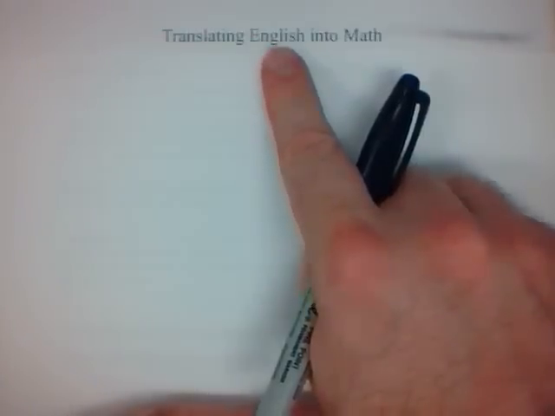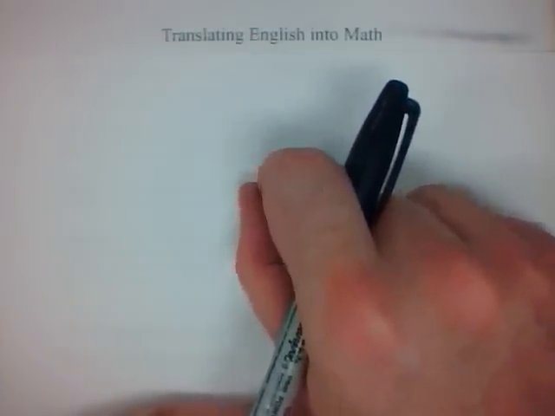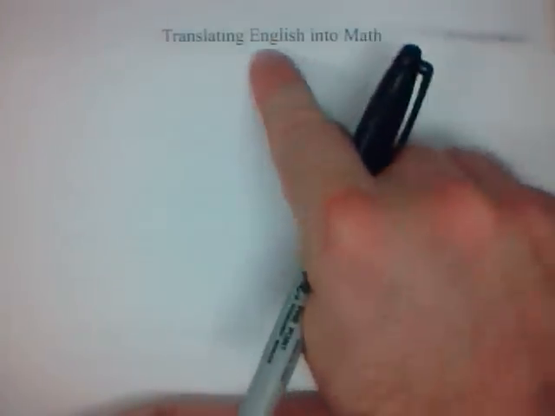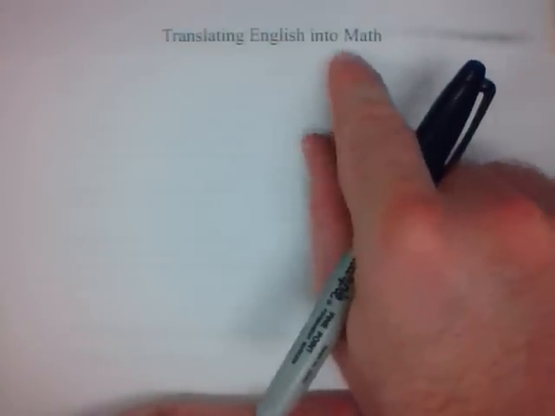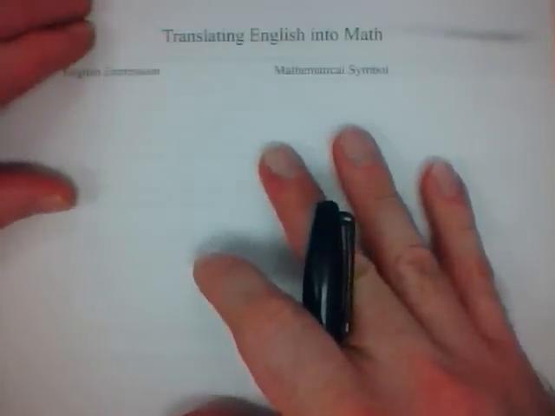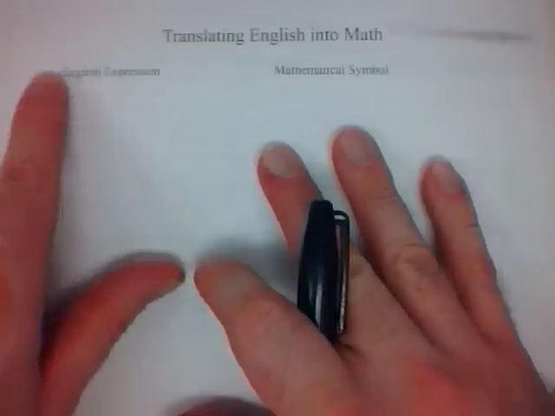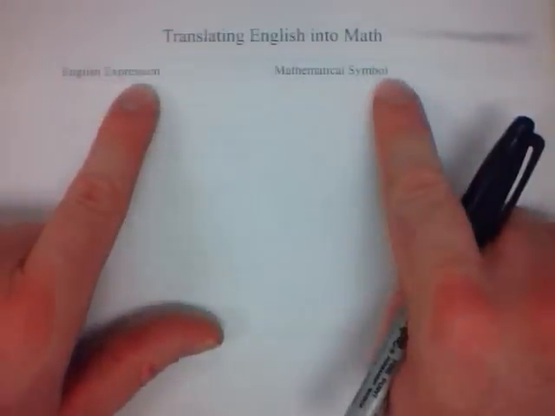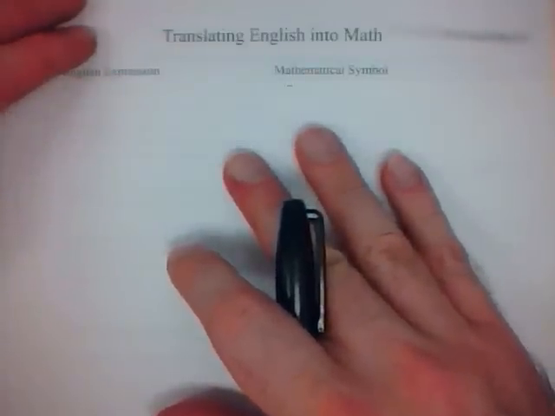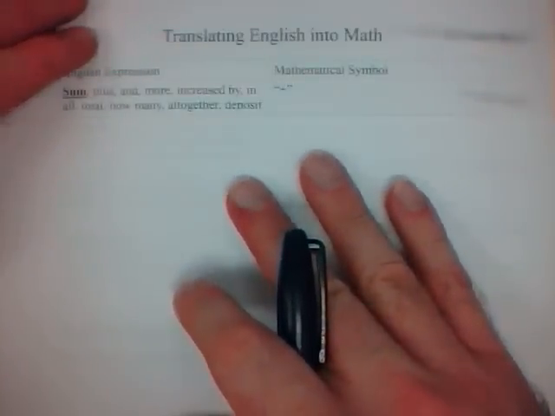The first thing that we need to have is vocabulary. What vocabulary do we know that translates between these two languages? In this video session, we'll go over what the vocabulary is. On the left here, we'll have an English expression, and on the right, we'll have the mathematical symbol that matches it. We'll start with the relatively speaking easier one. We'll start with addition.